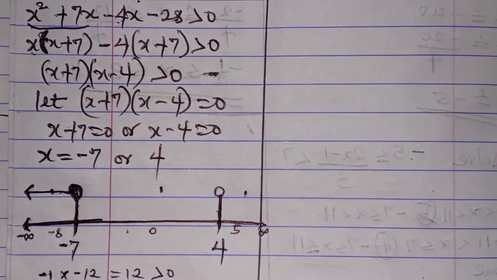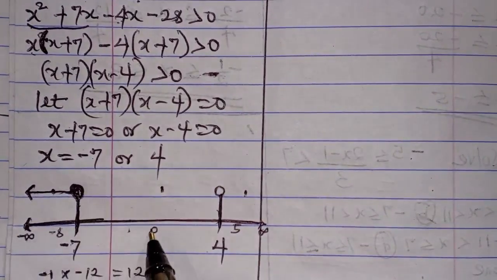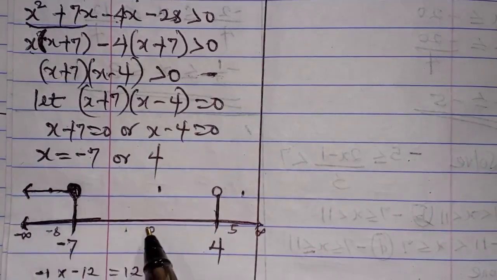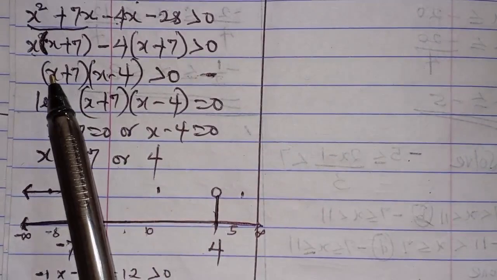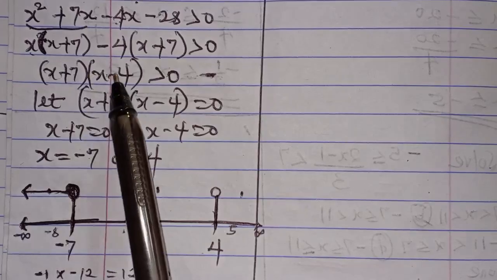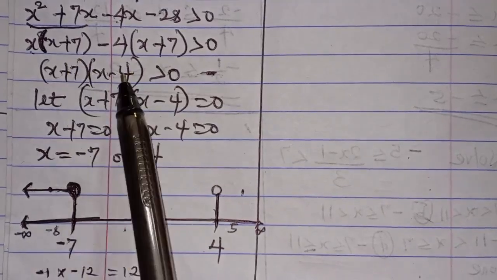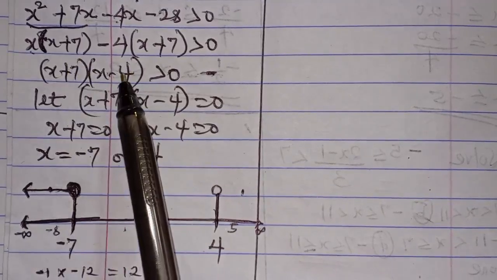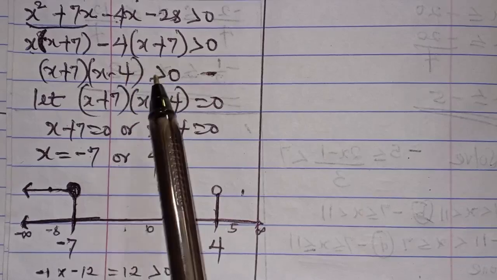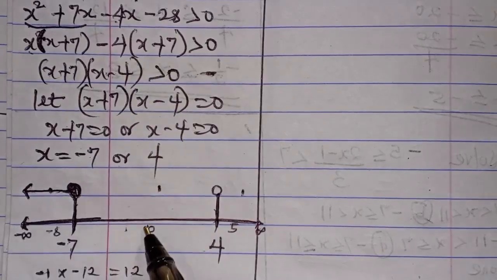Then let's check out this region. Of course, this region is not going to satisfy it. It's already known. If I plug in 0 here, 0 plus 7 is 7. If I plug in 0 here, 0 minus 4 is minus 4. 7 times minus 4 is minus 28. And minus 28 is negative. It cannot be bigger than 0. So this region will fail.